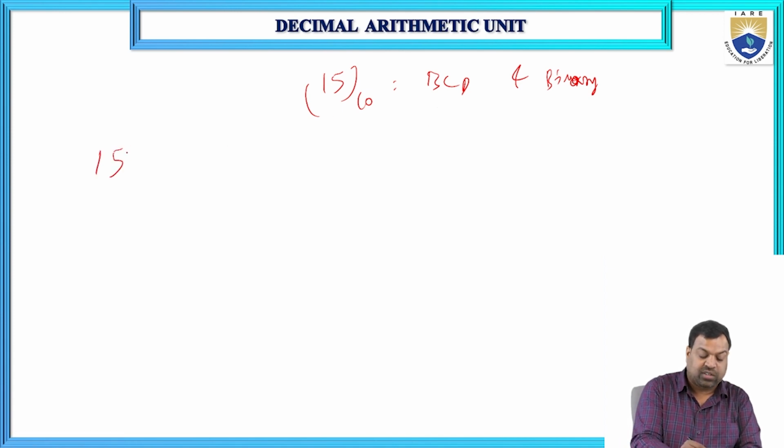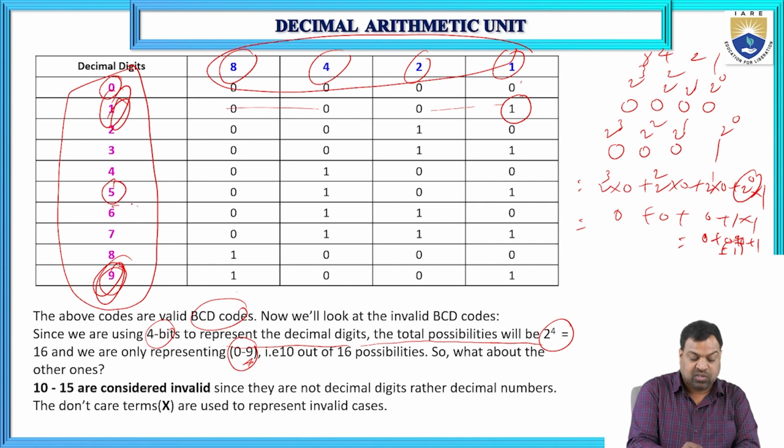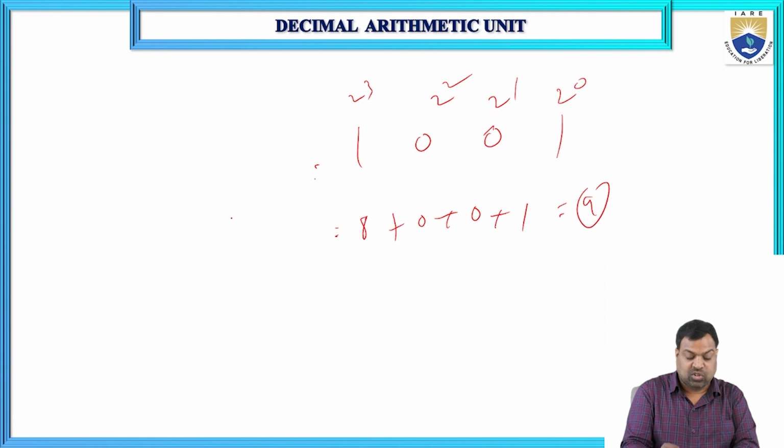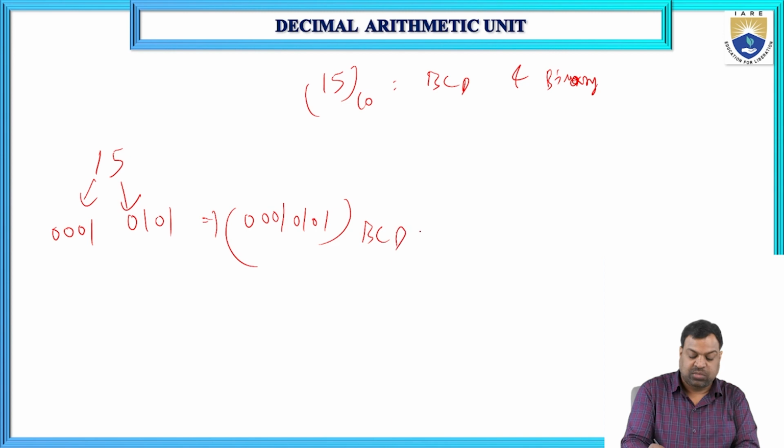So 15 means what is the 1 value and what is the 5 value? Here already in the table we have the 5 value. What is the 5 value here? 0101. So what is the total? 0001 0101. Is it BCD? Yes, it is BCD. Okay, 15 base 10 is converted to BCD.